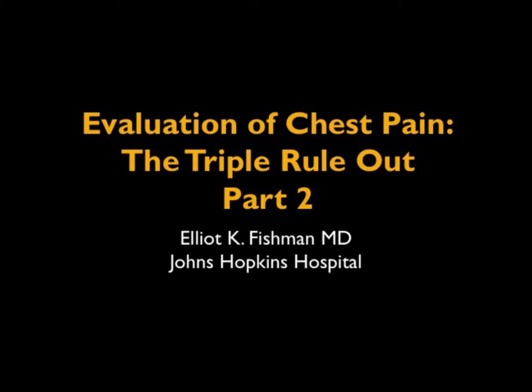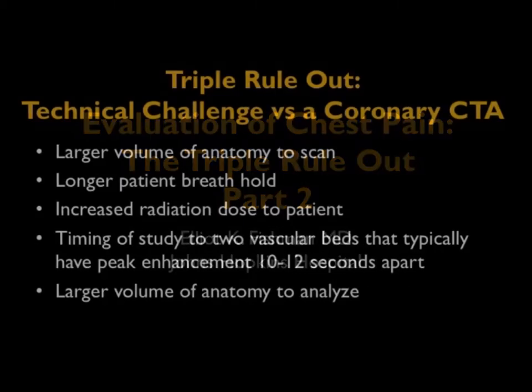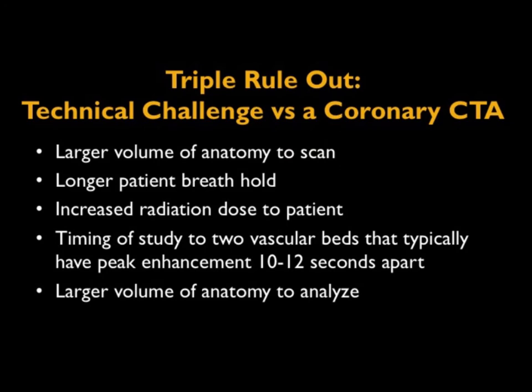And we left last time, we spoke about some of the reasons why a triple rule out is a good idea, some of the challenges, but now let's look at things from a technical perspective. Challenges: it's a larger volume to scan. With a coronary, you do about 60% of the chest. With a triple rule out, you're doing about 100%. It's a longer breath hold, could be twice as long. It's an increased radiation dose to the patient.